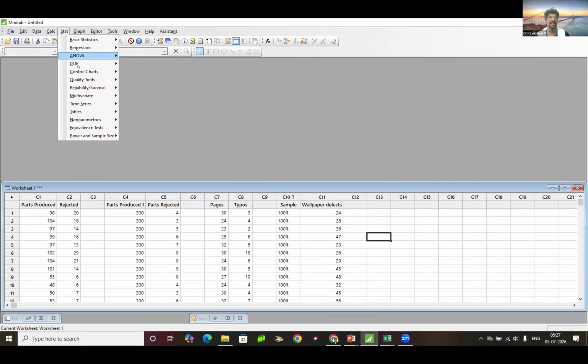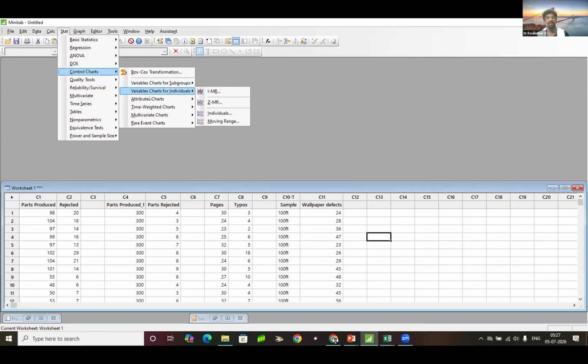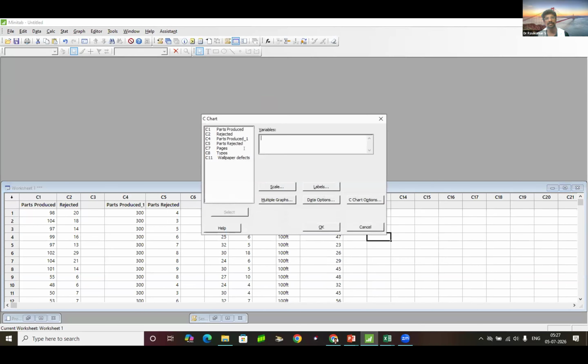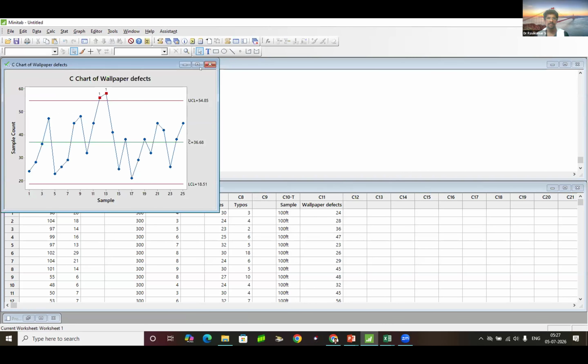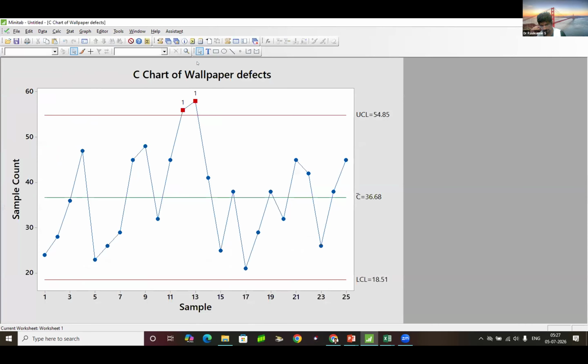Again, go for Stat, Control Charts, Attribute Charts, then C chart, then Variables. In that, Variable: defects. No need to enter the sample feet because it will be taken directly by Minitab. Now click on OK. Guys, got it? All of you?